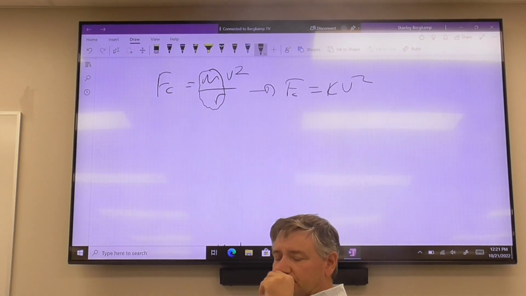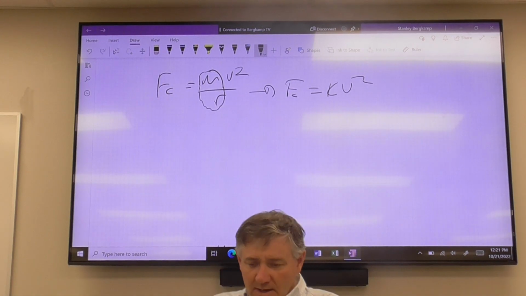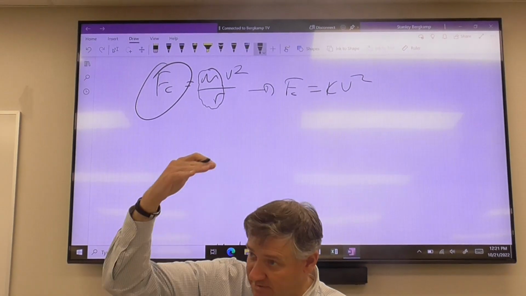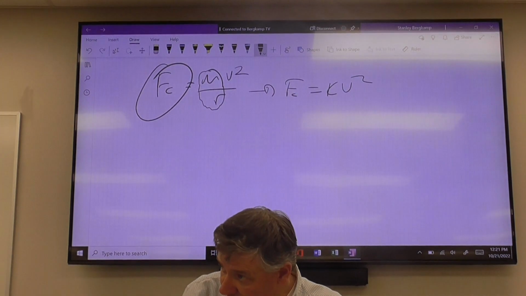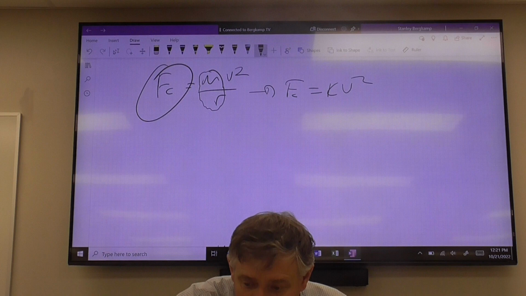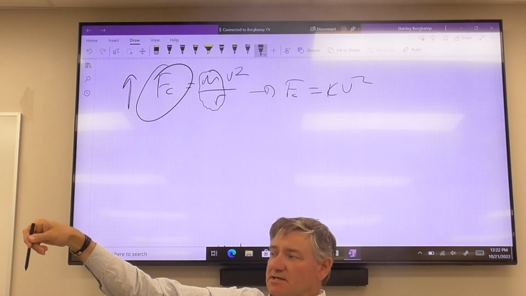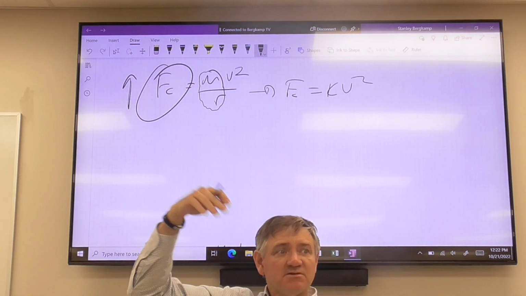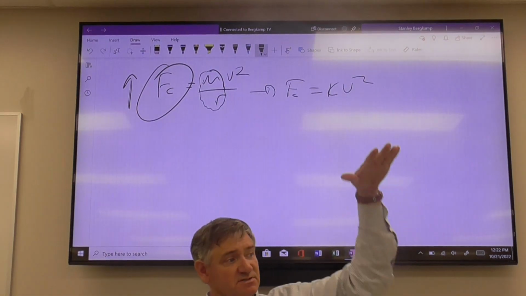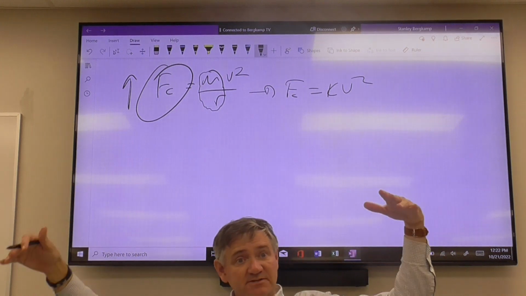So here's the deal. This is what you want to be able to think through. As your centripetal force gets bigger and bigger, you can go from 0.1 to 0.2 to 0.3 to 0.4. So you're going to put more and more weight on the bottom of that string. As that centripetal force gets bigger, what has to happen to your velocity? It has to get bigger. It also has to increase, right? Because both sides have to remain the same. So as your centripetal force goes up, your velocity has to go up. Okay, it's a direct relationship.